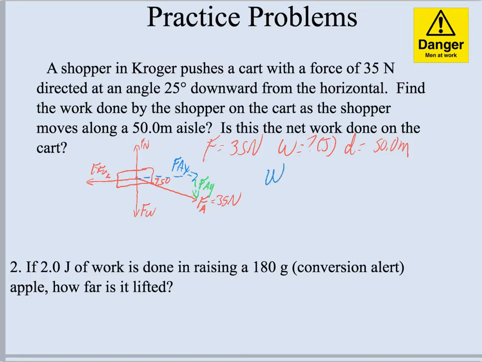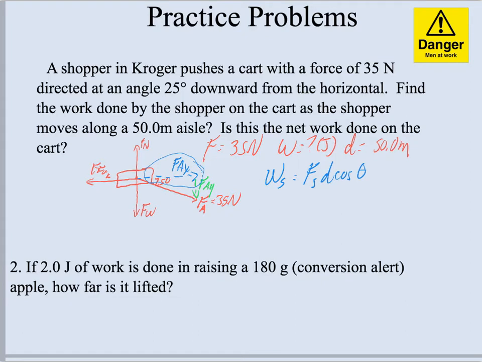Well, we know that the work done by the shopper is equal to the force of the shopper times the distance that the cart moves. And for this one, because there's an angle given, I'm going to put cosine theta. Now remember, the rule with work is that the only force that counts is the force that's parallel or anti-parallel, meaning pointing the other direction. The only force that counts is the one that's parallel to the motion. Well, the cart's moving to the right. So which one of these components is pointing to the right? Well, that would be FAX.